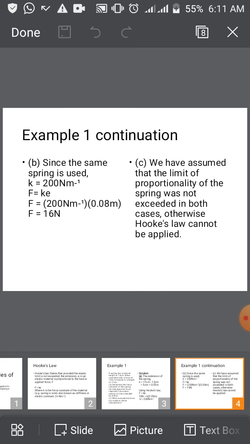The C part of the question: we have assumed that the limit of proportionality of the spring was not exceeded in both cases. Otherwise, Hooke's law cannot be applied.